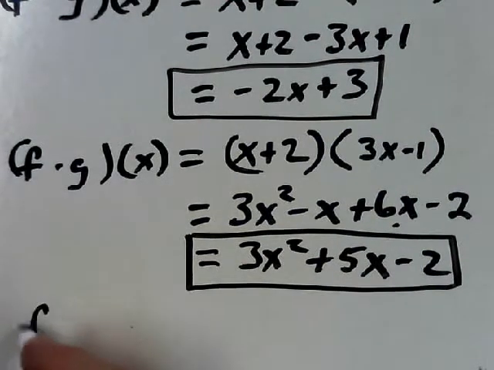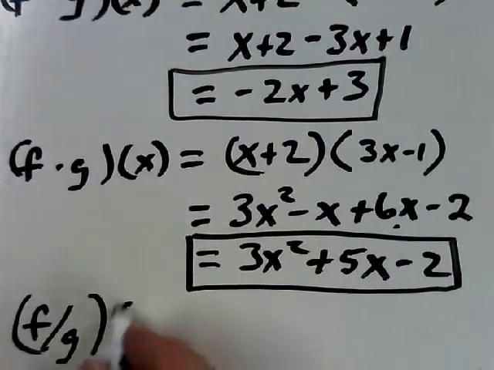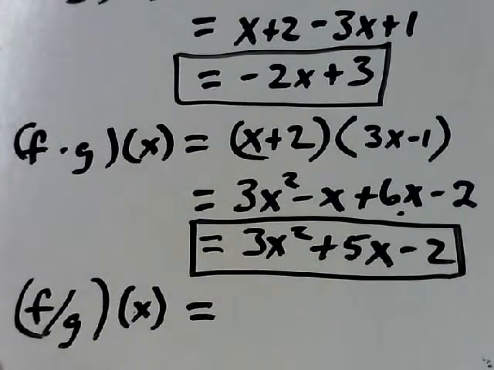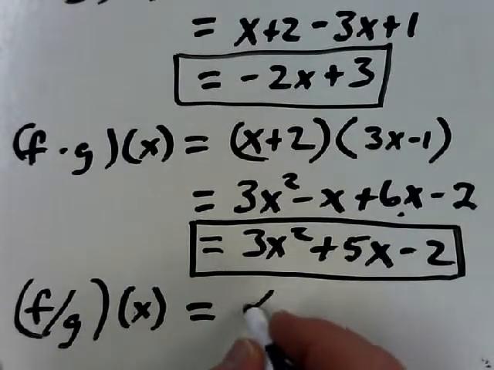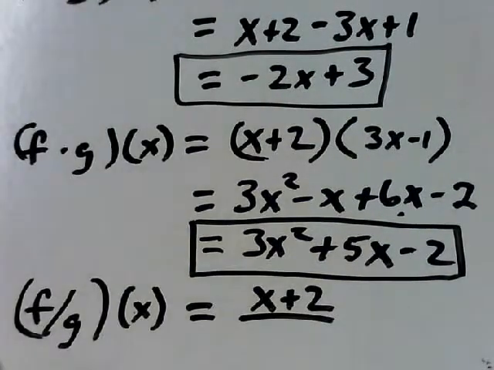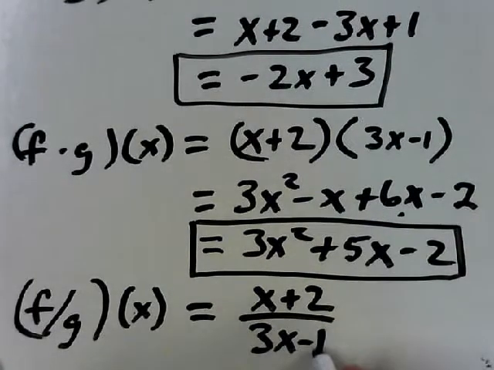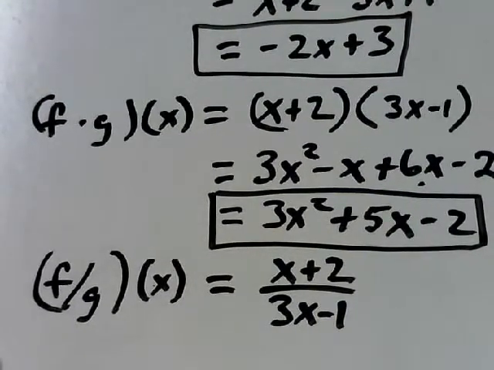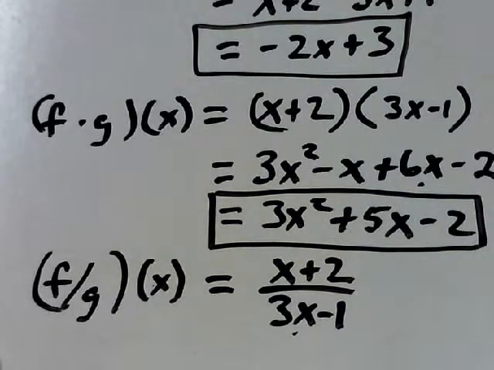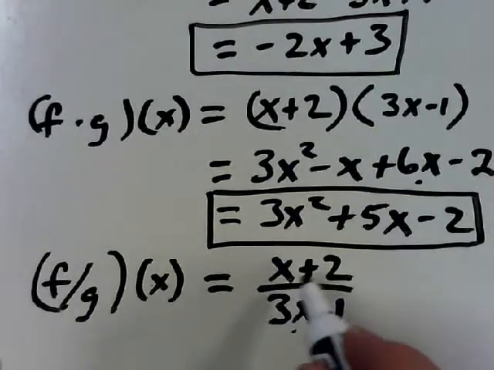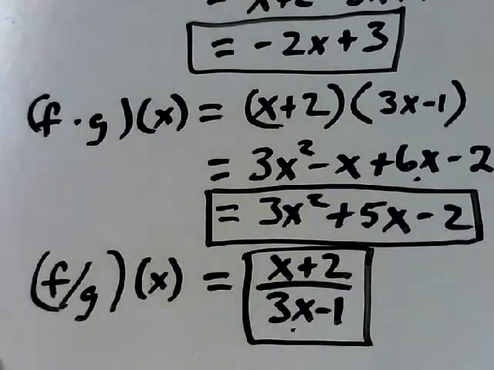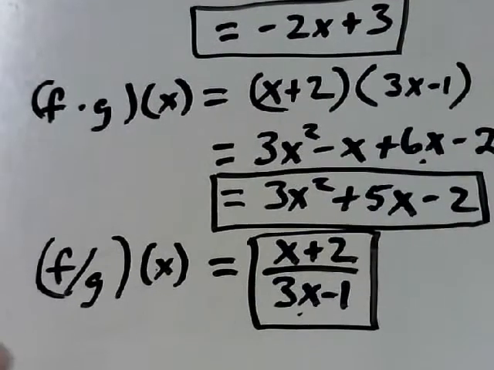Then I have f over g of x, which means it's division. x plus 2 over 3x minus 1. The f of x function was x plus 2 over 3x minus 1. This is a binomial, this is a binomial. Are there any common factors between all four terms? No. So I'm done. That's all I can do with that particular problem.